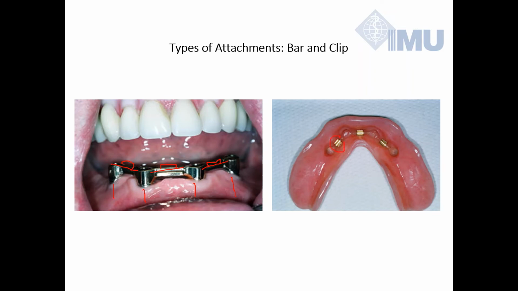Every bar will have half round cross-sectional shape clips. These clips are actually giving the retention, and generally the splinted implants will provide a little bit more support, and the forces are more transferred to the implants rather than the mucosa. However, with fewer, unsplinted implants, they will only give retention to the denture, and most of the support will be gained by the tissues and partly by the implants.